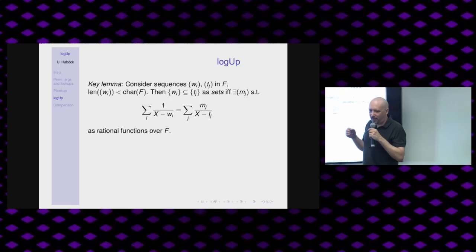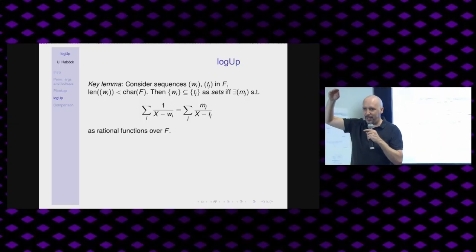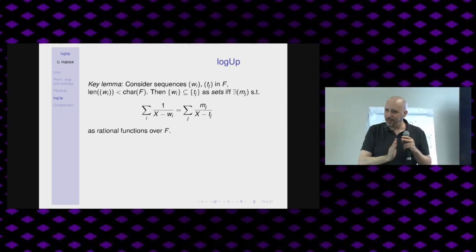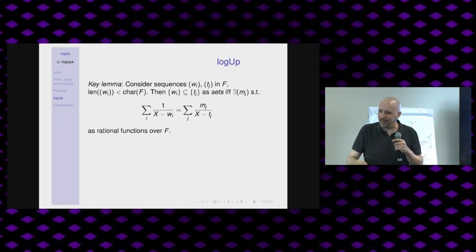Sorry? Yeah, I mean, just as a definition, you have a pole of order one here. In that case, even if a root has multiplicity 10, it's a simple pole with multiplicity 10.